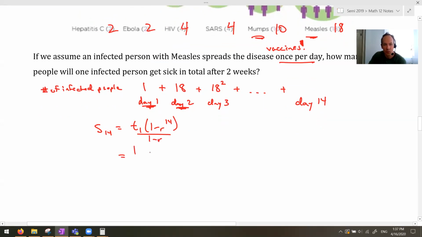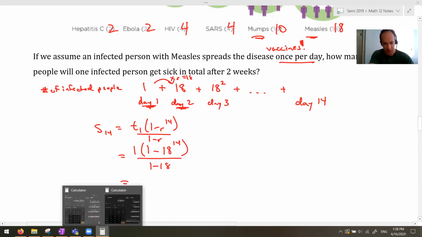So you're going to start with one person, but then this is going to spread. r is 18, right? We're multiplying by 18 every single time. And we're going to raise that to the power of 14. If you know anything about numbers, you know we're in for a very, very large number. So let's just go and have a look here.